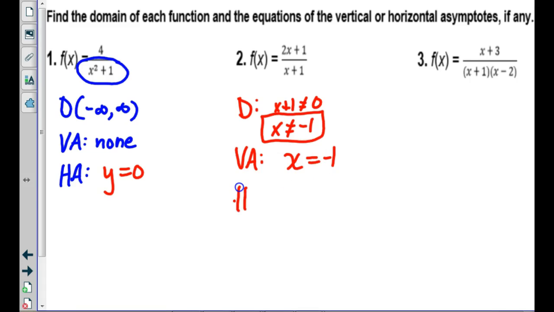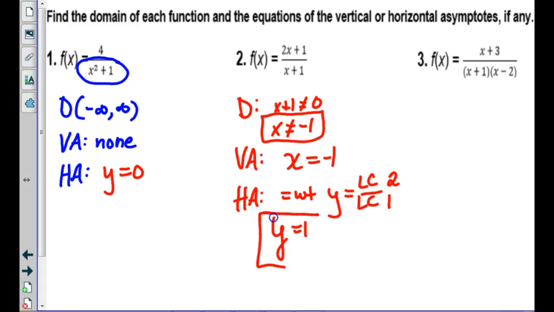All right. Horizontal or end behavior? Equal weight, yes. So it's y equals leading coefficient over leading coefficient. What's the leading coefficient on the top? And on the bottom? So we get y equals 1 as our end behavior equation.